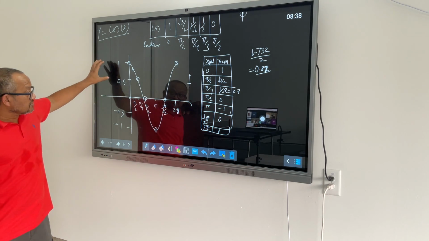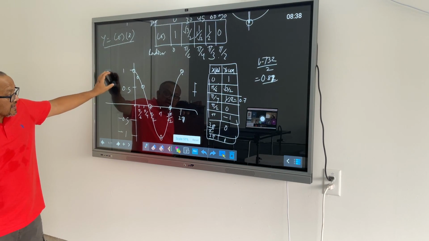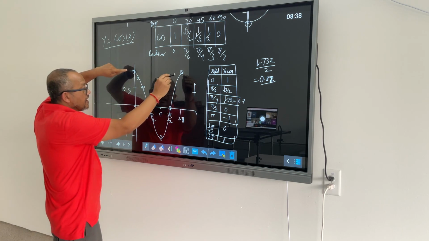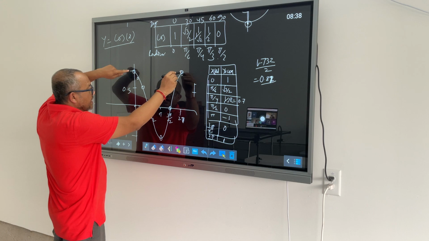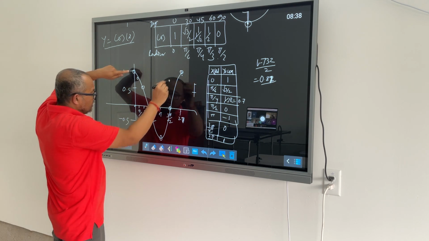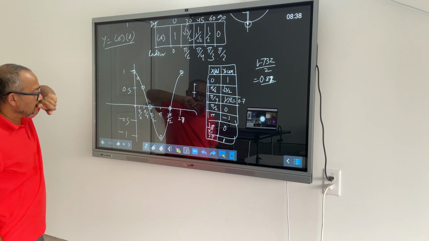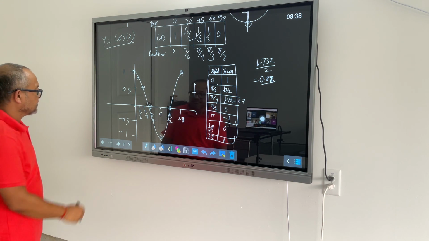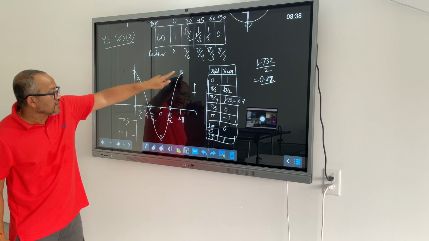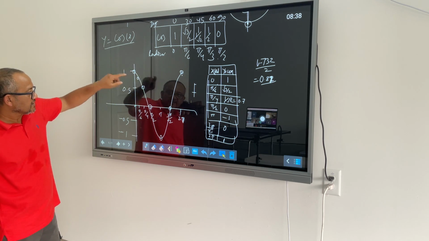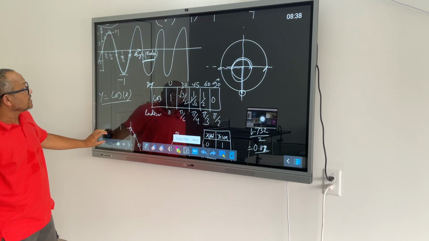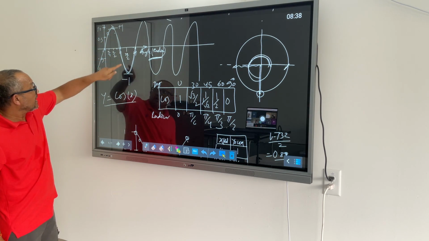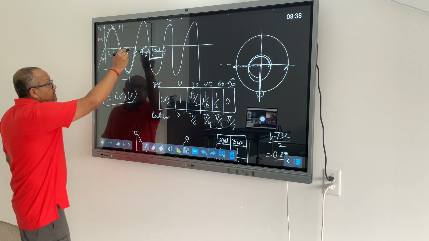Now you would want to make an observation here. See, it started from 0 at 2 pi. At 2 pi, it landed in the same place. Here also, if you see, started at 0, at 2 pi, it landed in the same place. Okay?